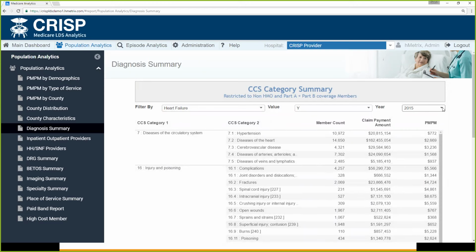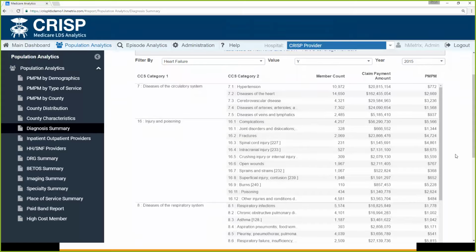You can also choose the year. So as Craig pointed out, these are 2012 to 2015. So you can choose which year you want to look at. And this is, again, of course, restricted to only the Part A and Part B members. We have other reports, such as the different providers that your patients go or see, the different home health and SNF providers, the DRGs, and the different BPCI.